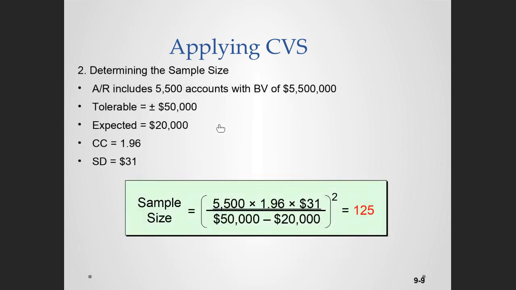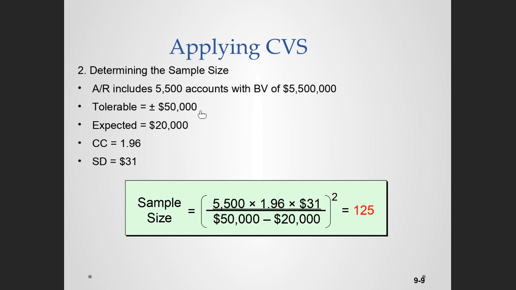Then we come to the sample size calculation. So these are the raw data that you need to do the calculation. The first one is accounts receivable includes 5,500 accounts with a book value of $5.5 million. So in this formula, we're going to use the number of accounts and not the population book value. The number of accounts here is 5,500. The tolerable misstatement is plus minus 50,000.